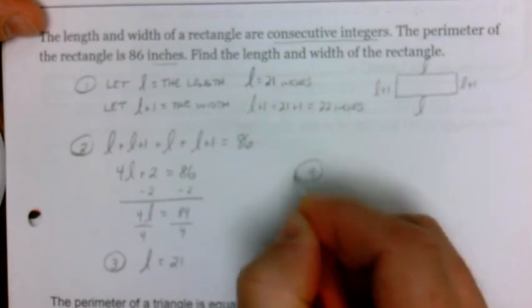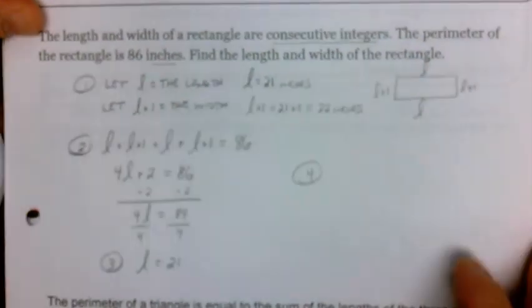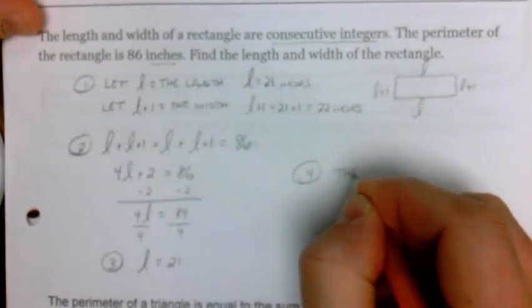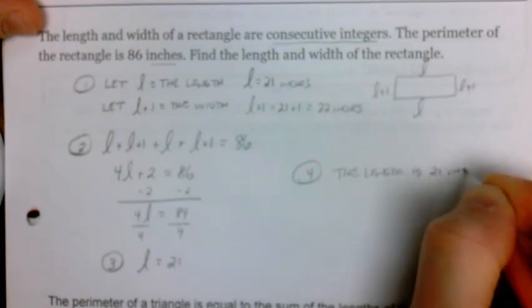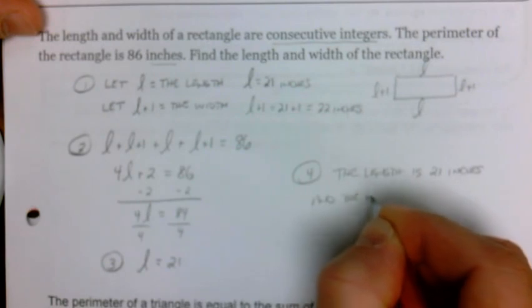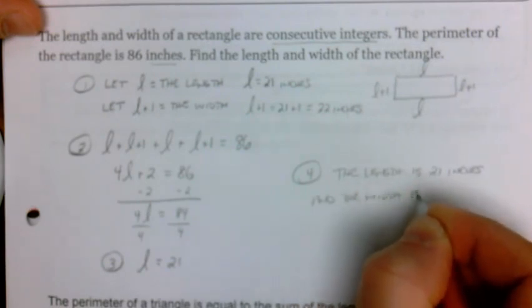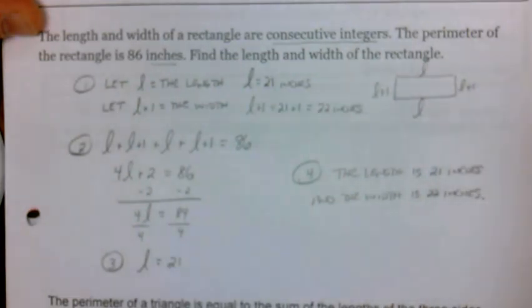So now I can answer the question. Find the length and the width. Well, I can now say that the length is 21 inches and the width is 22 inches. Those are the length and width of my rectangle.